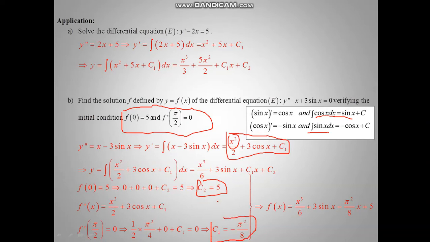We replace c1 and c2 in the general solution to get the particular solution. This one is a general solution of the differential equation, and this one is the particular solution.